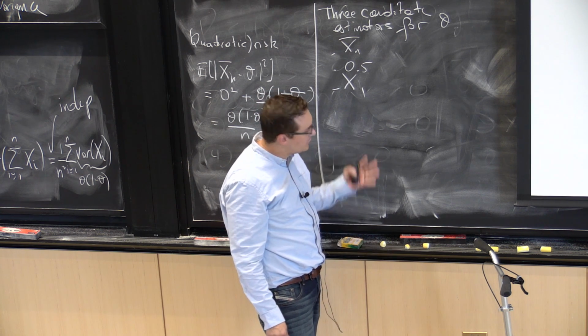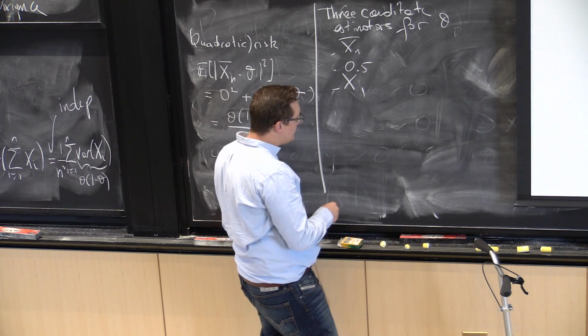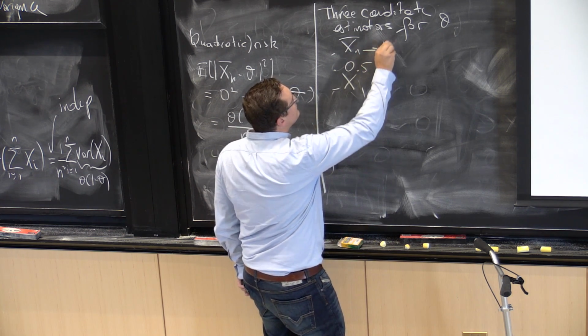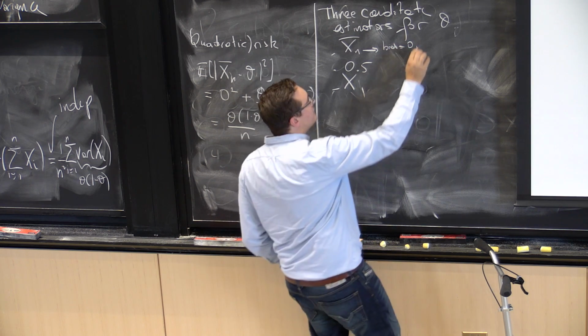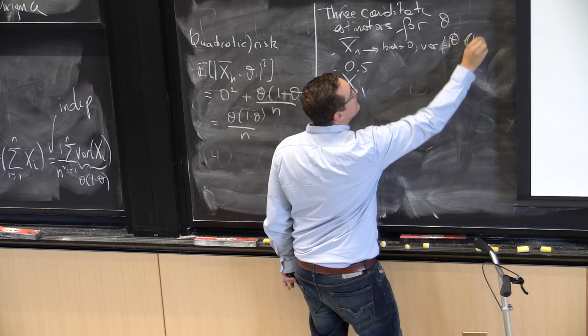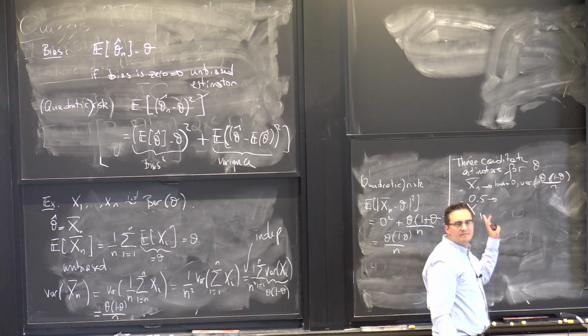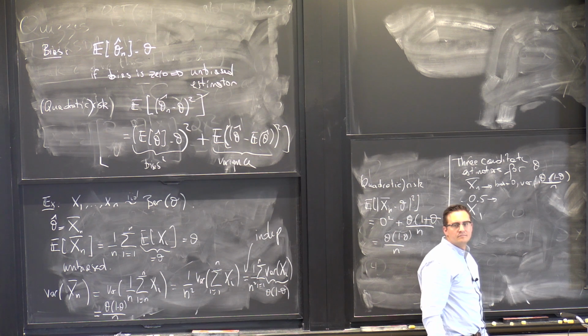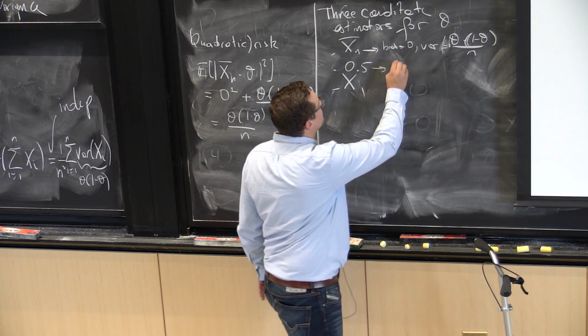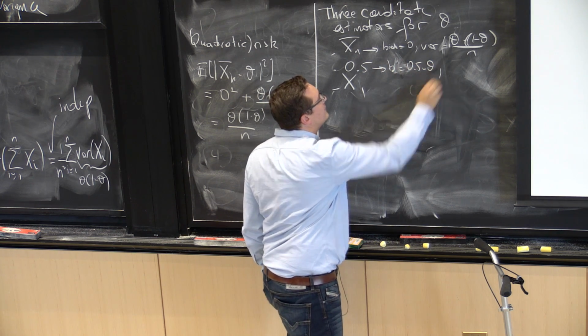OK, so now I want to actually understand what the behavior of those guys is. All right, so we know that for this guy, the bias is 0, and the variance is equal to theta(1 minus theta) divided by n. OK? What is the bias of this guy? 0.5. 0.5 minus theta, right? So the bias is 0.5 minus theta. What is the variance of this guy?